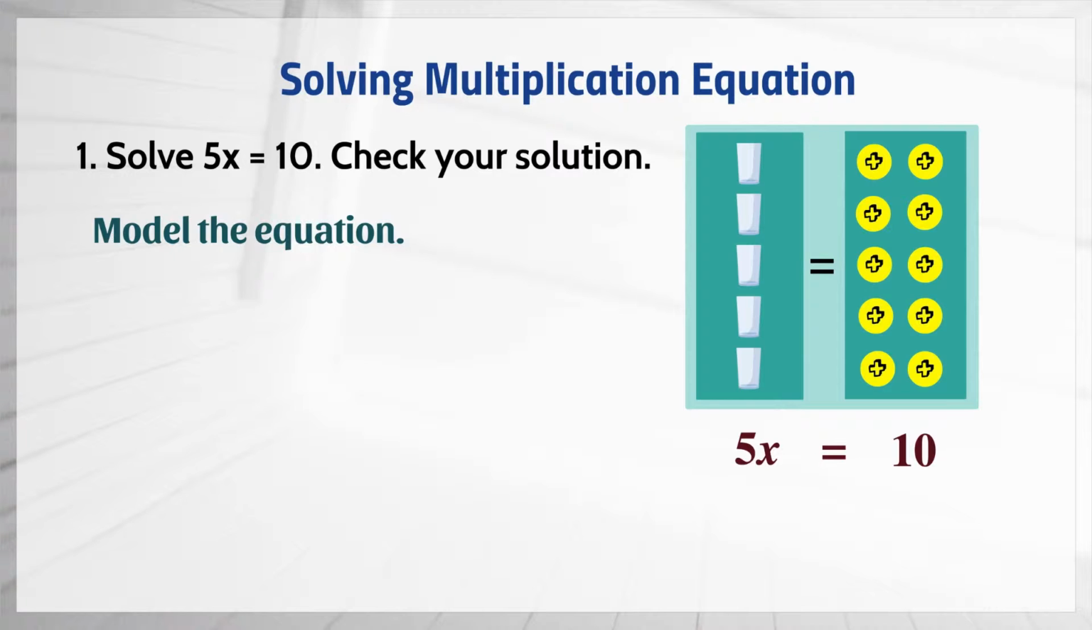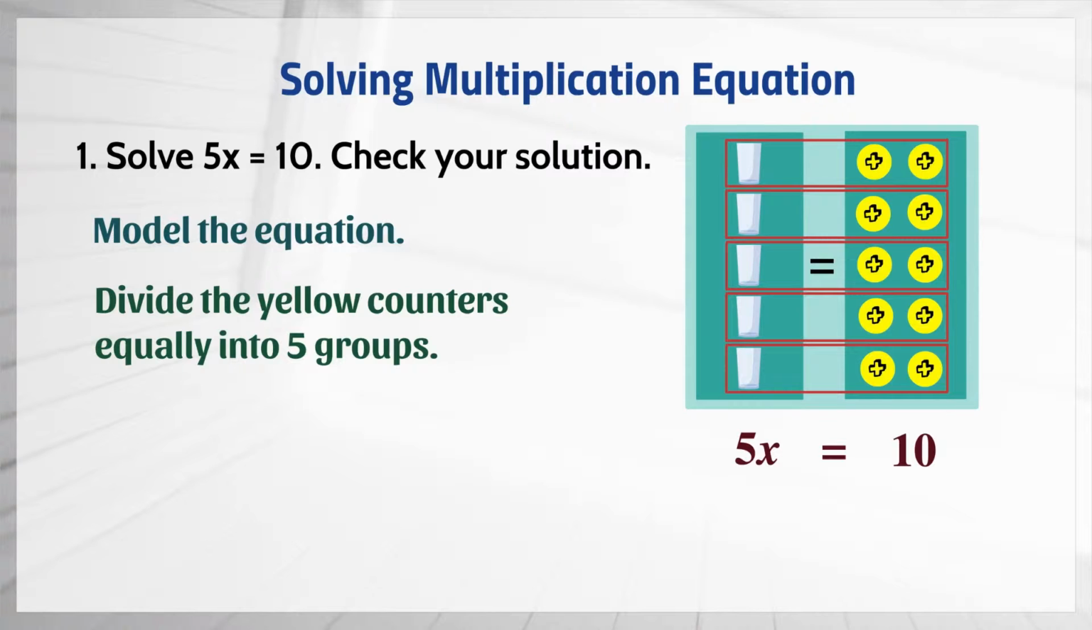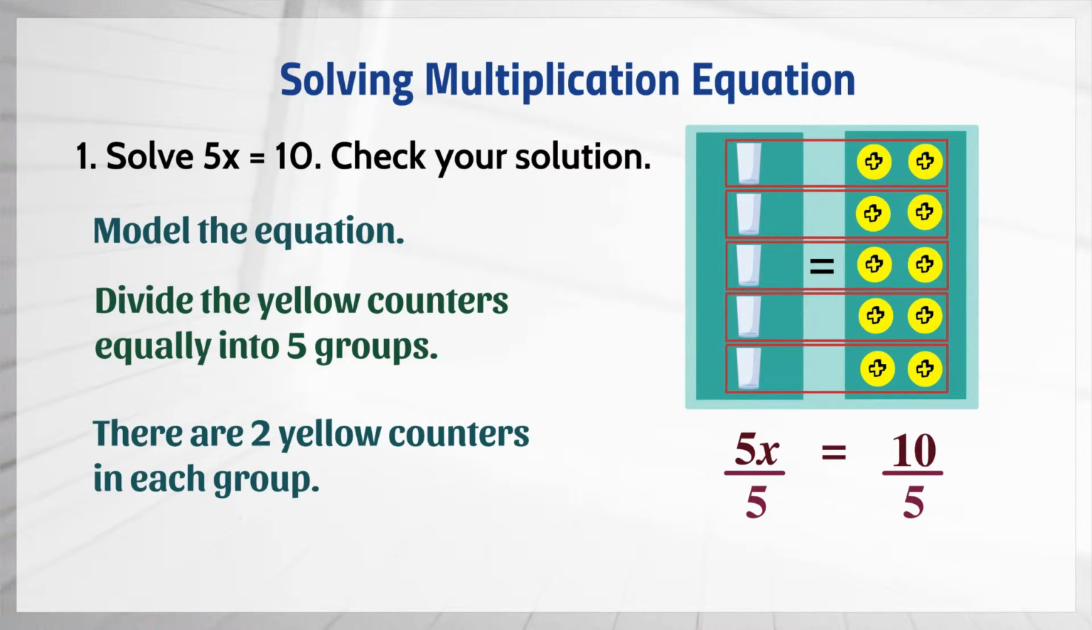We said earlier that we use division in solving multiplication equations. So we will divide the yellow counters and cups equally into 5 groups. If we're going to interpret it as an equation, it'll look something like this. Now to find the answer, we need to count how many yellow counters each group has. Let's count. There are 2 yellow counters in each group, and each has a corresponding cup. The cup represents the variable x. Thus, x is equal to 2.